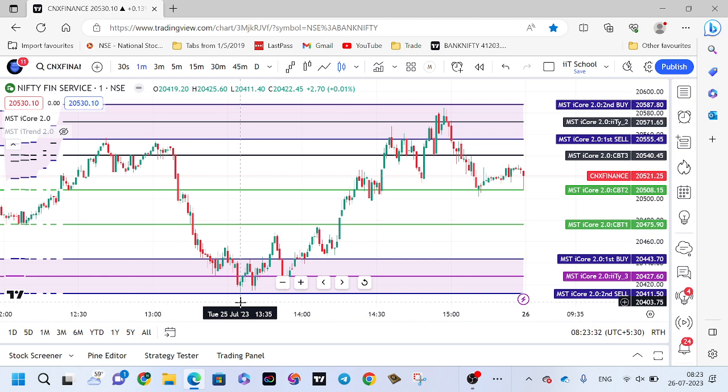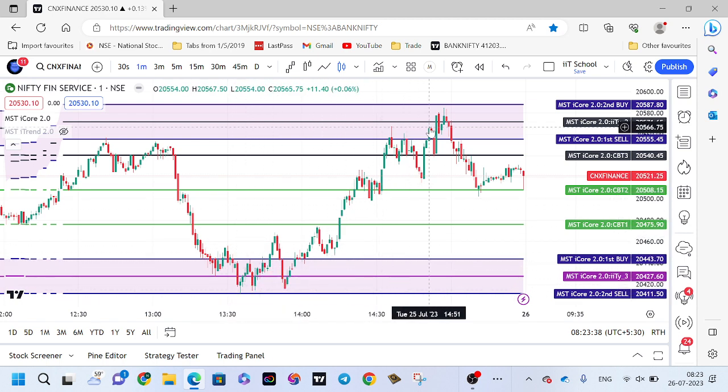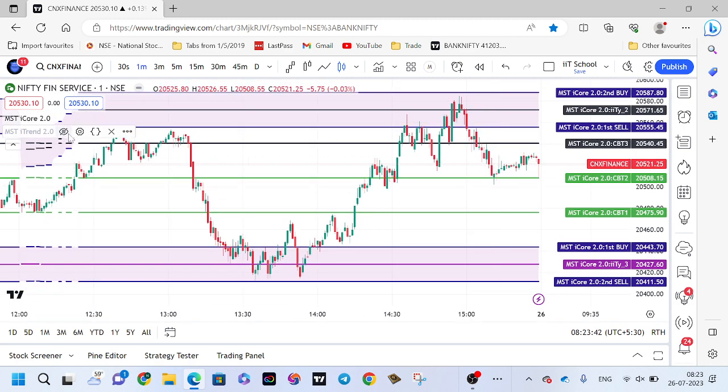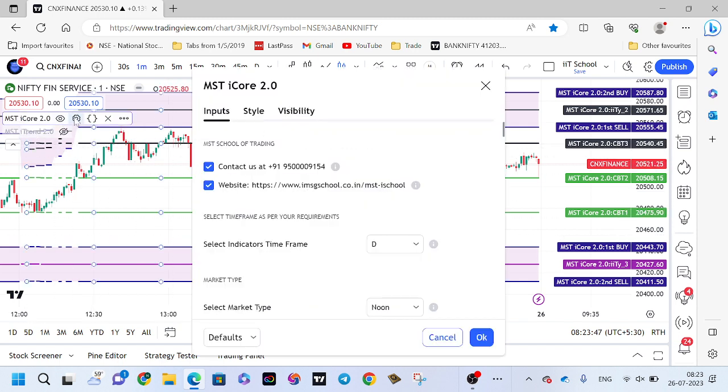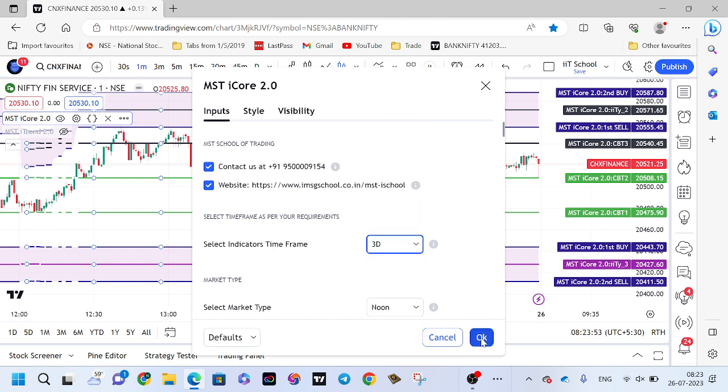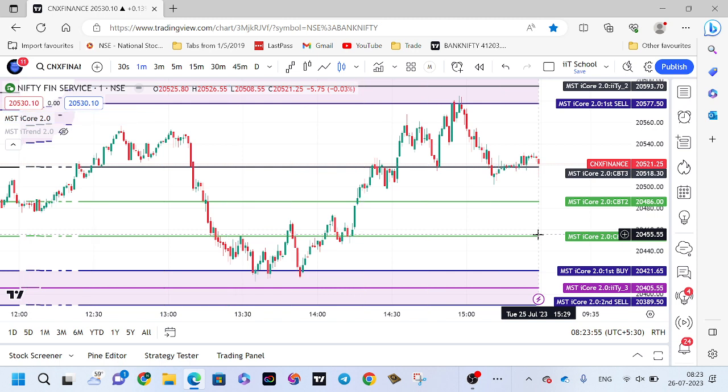20,411.40. Okay, I told you how to wait for one confirmation, and again it has reversed back. Again it has fallen from the same resistance zone. Now once we booked the profit from the sell entry, what I told you: go back here, increase the level to 3D or W, and wait for the entry.